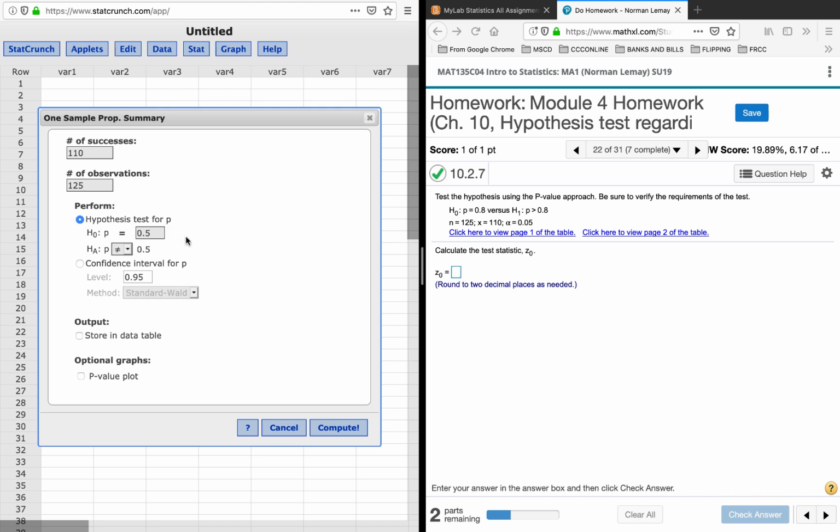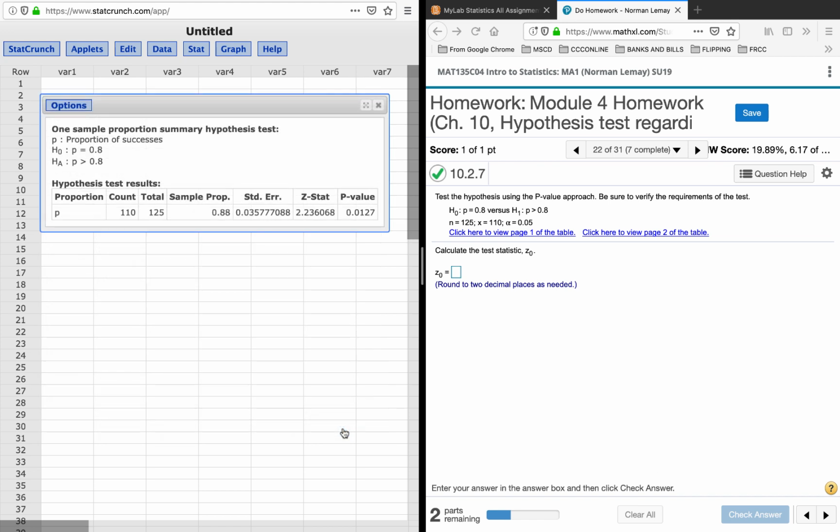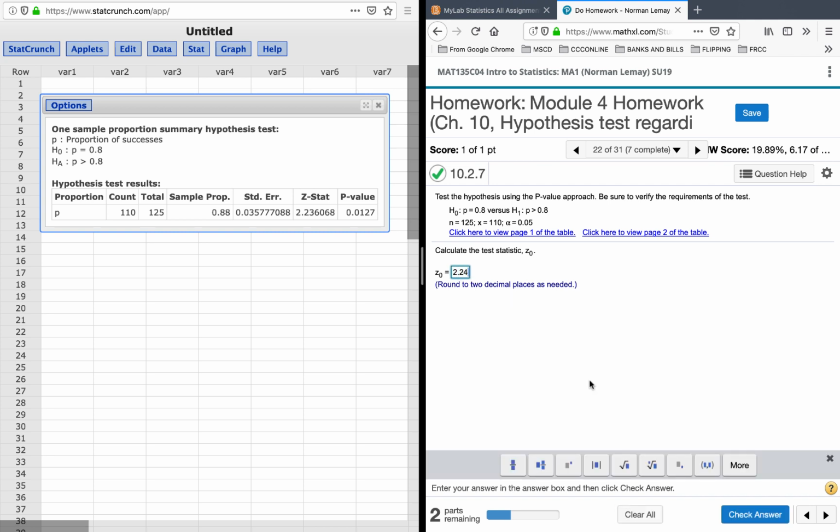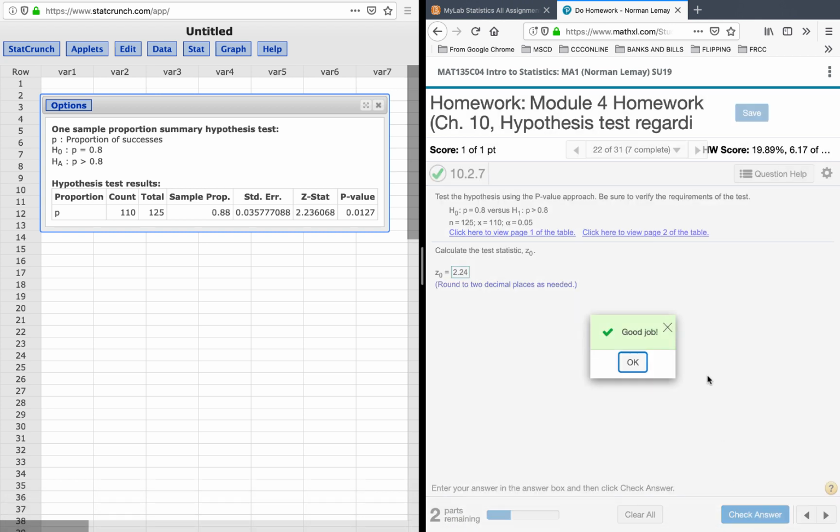And then our null hypothesis, which is 0.8. Notice that here we have to change from not equals to greater than. Once we have that, we've got all of our i's dotted, t's crossed. Click the magic button, Compute, and notice that right here is our number. Round to 2 decimals, so 2.24. We'll go ahead and plug this number in, 2.24, and click Check Answer. Notice that the formula I pulled up in the textbook, we didn't have to mess with it. It's right there.